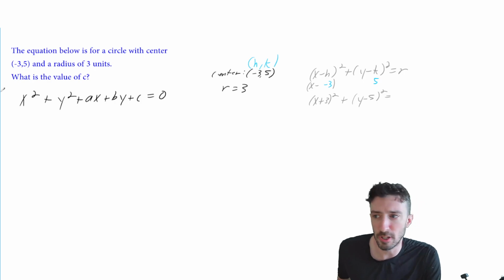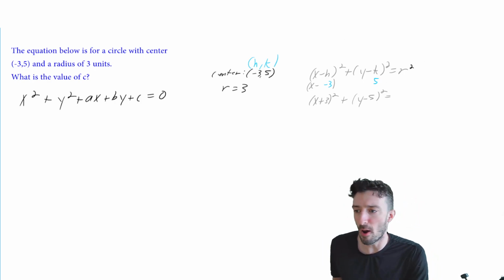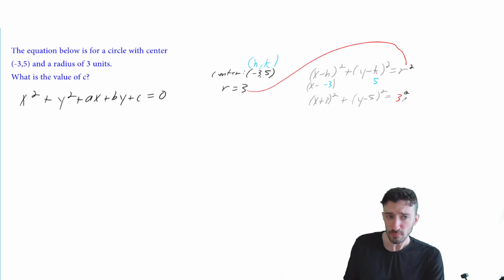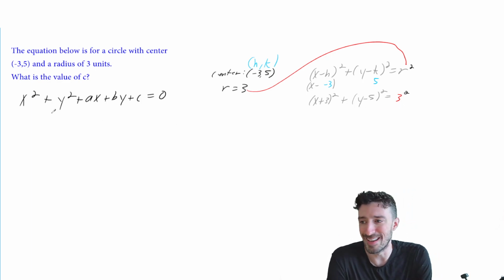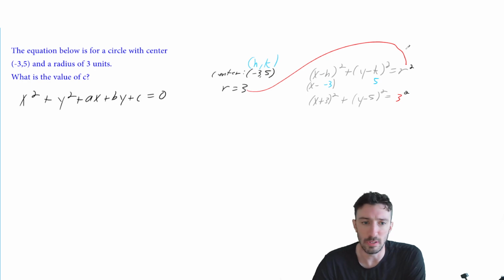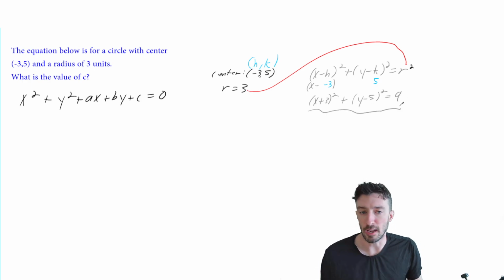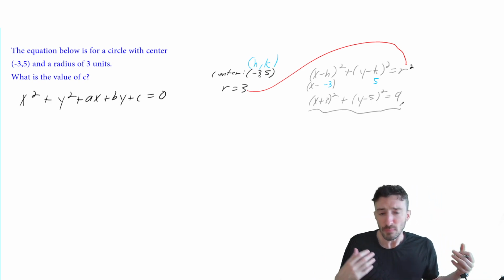Oh, I'm bad over here. It's actually supposed to be r squared. So when they gave us the r, I also plugged that in. I put a 3 right there. So it's going to be 3 squared. Now, 3 squared is 9. So I'm just going to get rid of that and call it 9. And now I've got the equation of a circle.